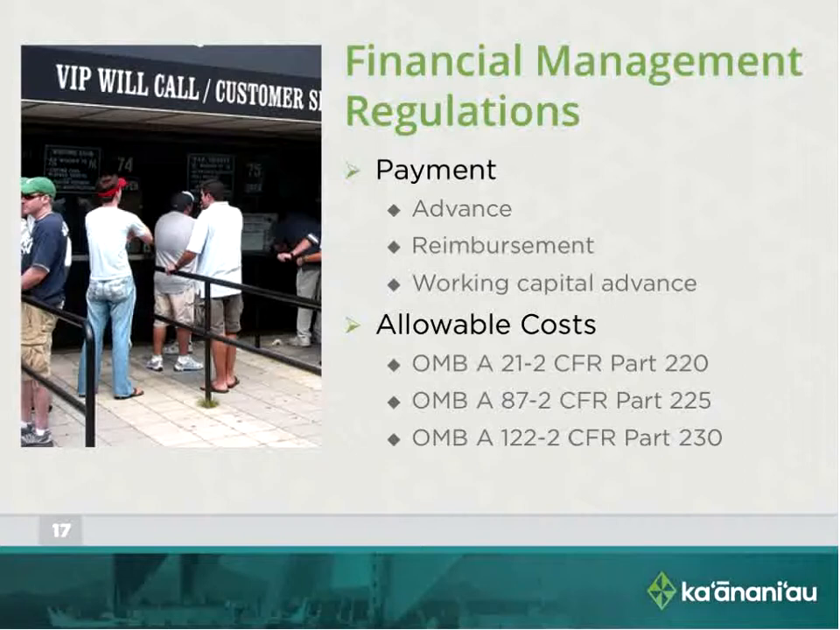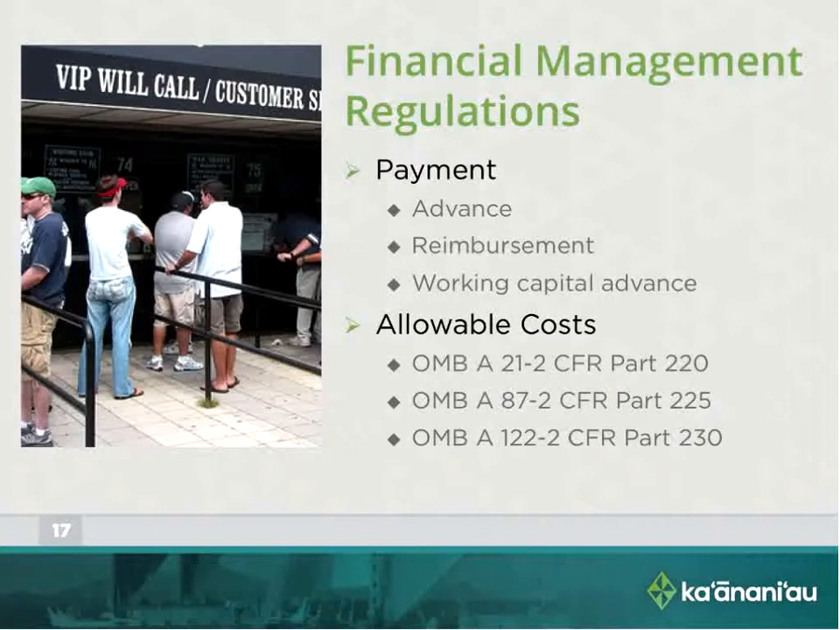If you don't meet standards, though, you could be put on reimbursement, which means you have to spend the money first and then request reimbursement for what you've spent. For a lot of nonprofits and even governments, it's very difficult to front the cost of a grant. So that's why it's so important that you adhere to the financial management standards.